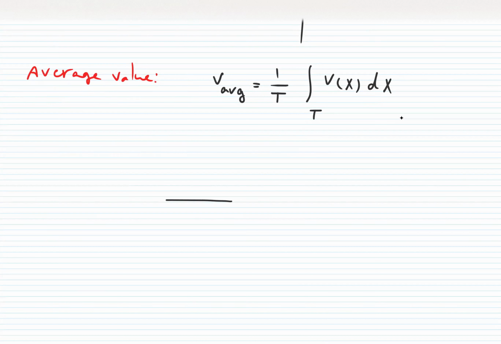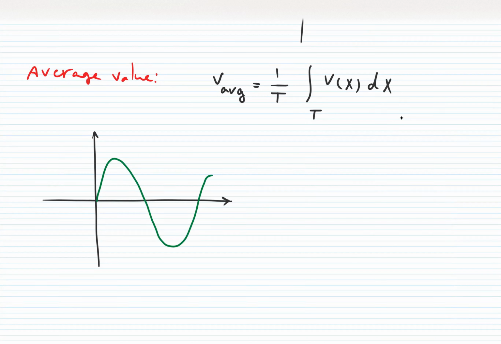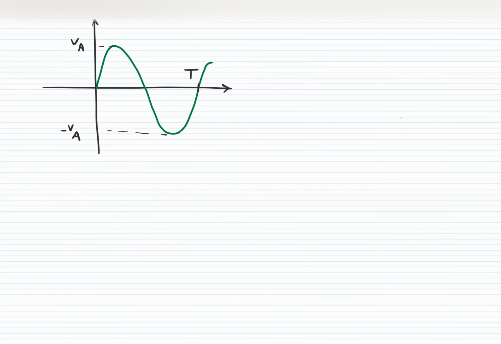Here we have a signal. The maximum value of this signal is VA. The minimum, of course, is negative VA. And one period of the signal is T. We want to find V average of this signal. So let's use the equation of V average to find the average value for this signal.